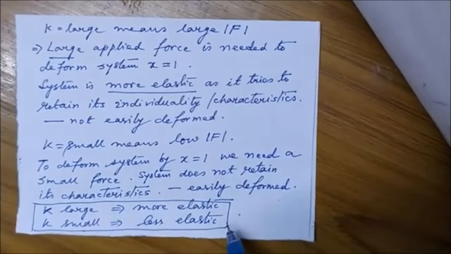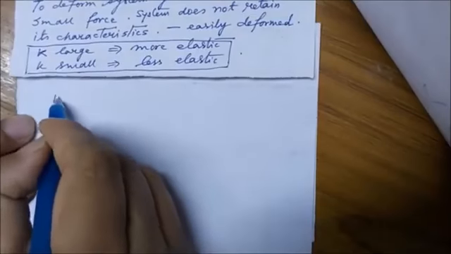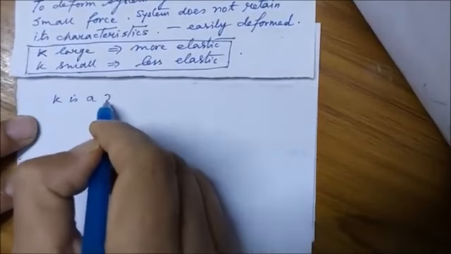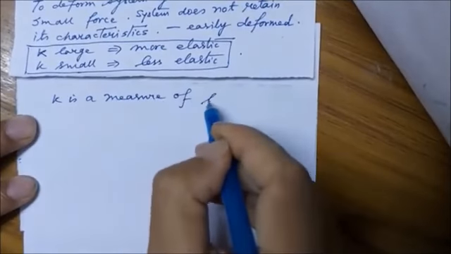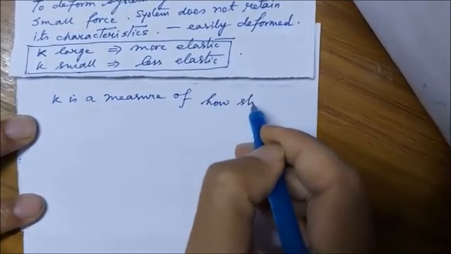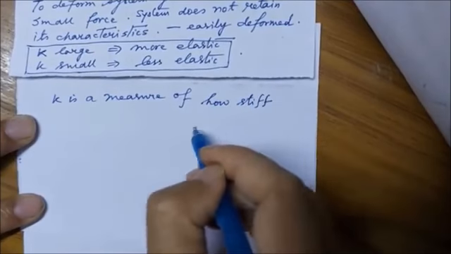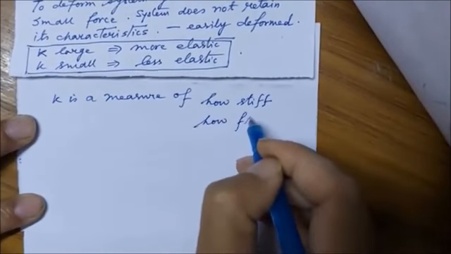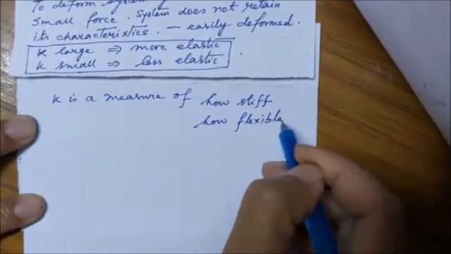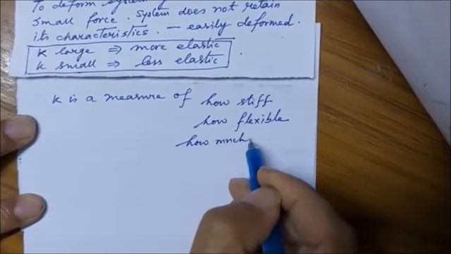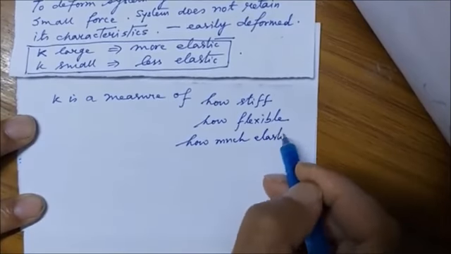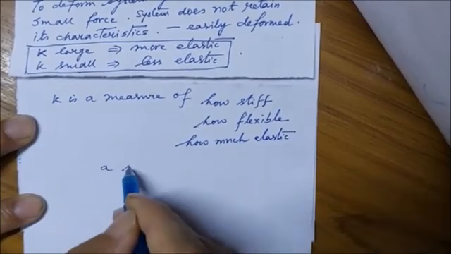So this is the significance of the spring constant or stiffness constant. Put in a different way, k is a measure of how stiff, how much flexible, or how much elastic a system is.